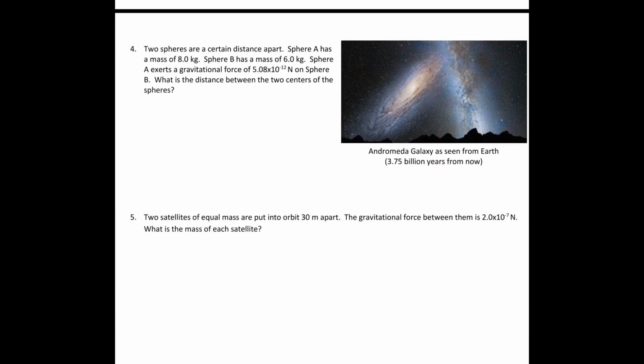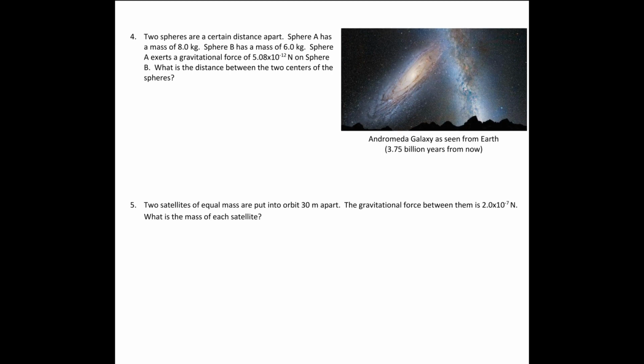All right, number 4, 2 spheres are a certain distance apart. So now let me do it like we did all of the other problems. I'm going to write down the given information. Sphere A has a mass of 8 kilograms. Sphere B has a mass of 6 kilograms. Sphere A exerts a gravitational force of 5.08 times 10 to the negative 12 newtons on sphere B. What is the distance between the 2 centers of the spheres?